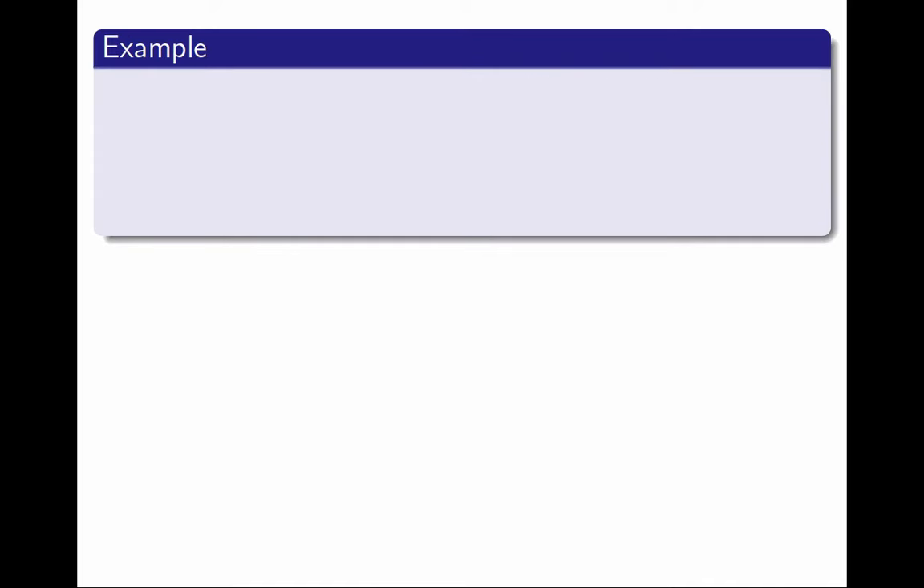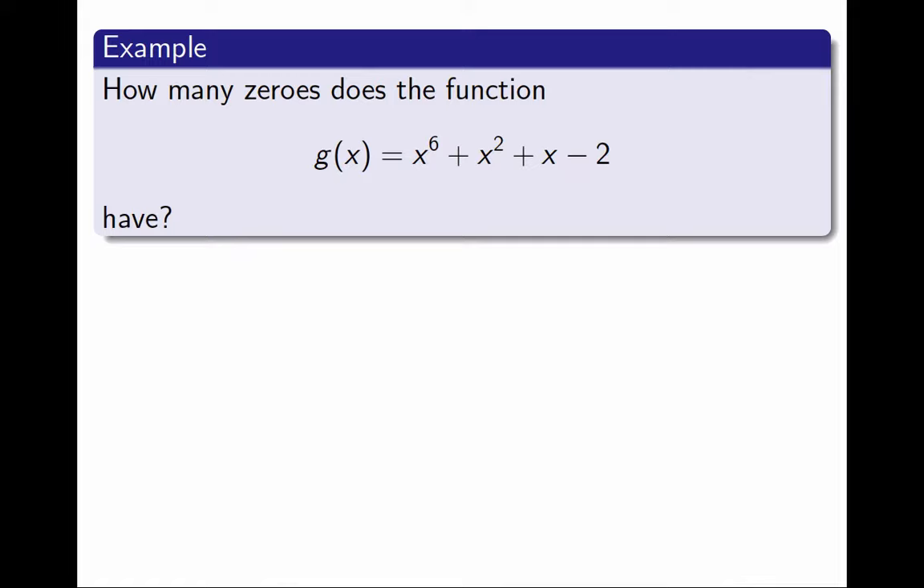For example, consider the function g defined by the equation g of x equals x to the 6 plus x squared plus x minus 2. How many zeros does it have? First, I will use the intermediate value theorem. This should be familiar. I already presented a similar example when I introduced the IVT.